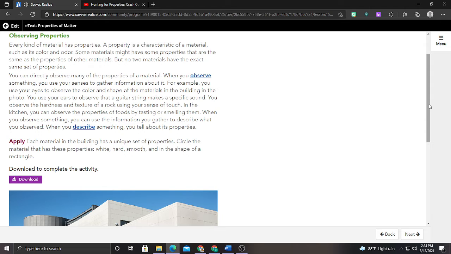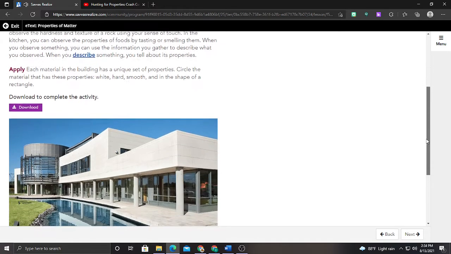When you observe something, you can use the information you gather to describe what you observed. When you describe something, you tell about its properties.